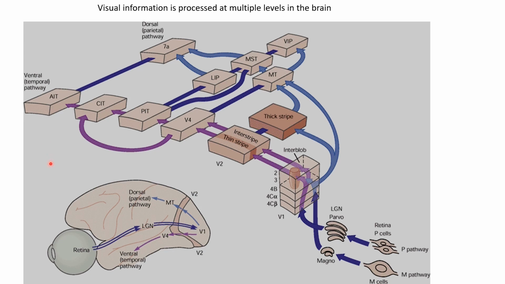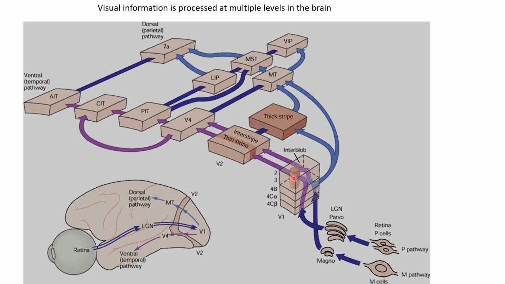The various features of the visual stimuli are extracted by different layers of the visual system. So here is a quick schematic of the visual system. The information from the retina goes through the optic nerve to a region within the thalamus called the lateral geniculate nucleus, LGN, and from there it goes to the primary visual cortex, V1. Here is another representation of the same. So there are different types of cells in the retina, then the thalamus, and then it goes to V1.